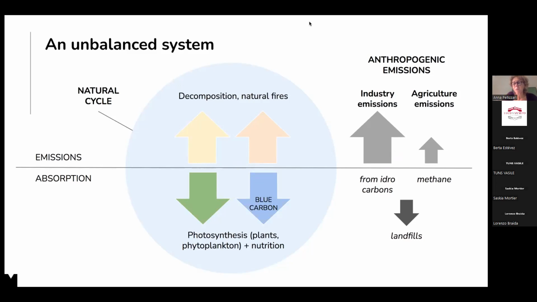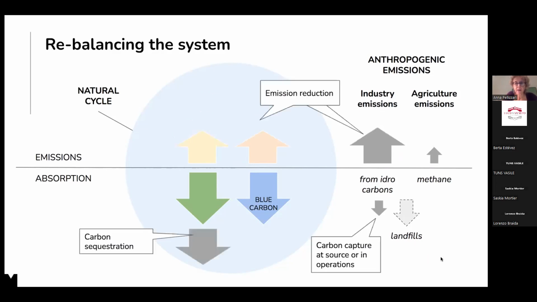And then we have anthropogenic emissions, which are emissions from the industry, from agriculture, and the industry would typically come from hydrocarbons, and agriculture emissions would come from methane. And on the side of absorption, you would have landfills, because in a way they would just store carbon that has been stocked into some of those materials.